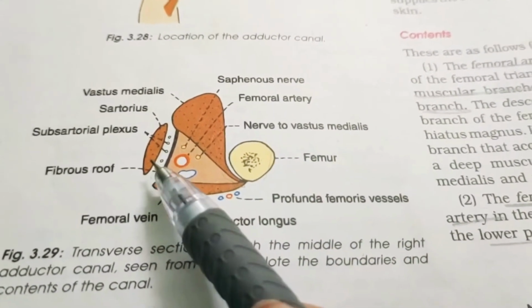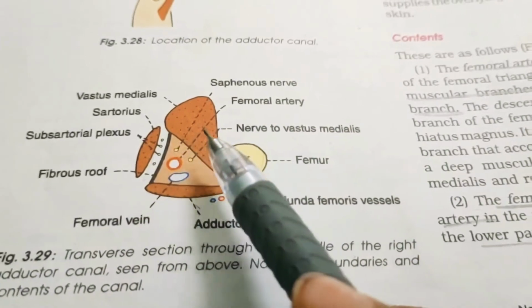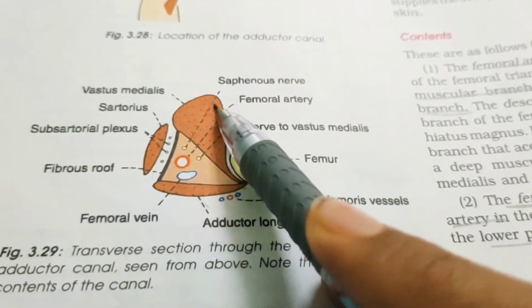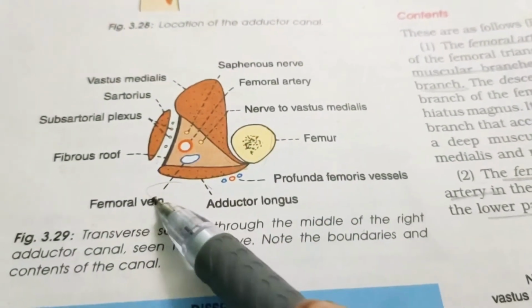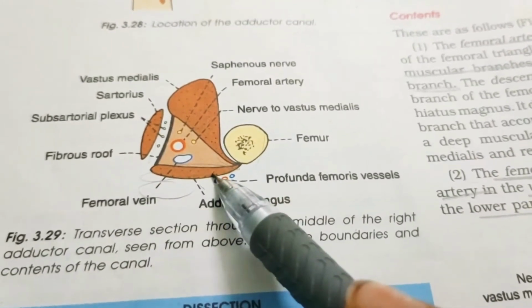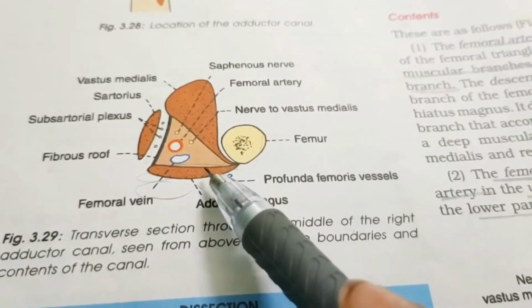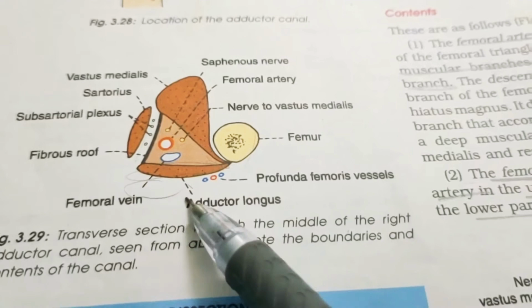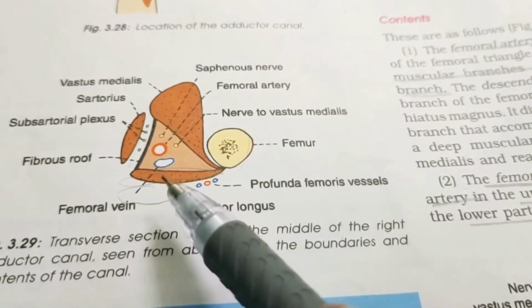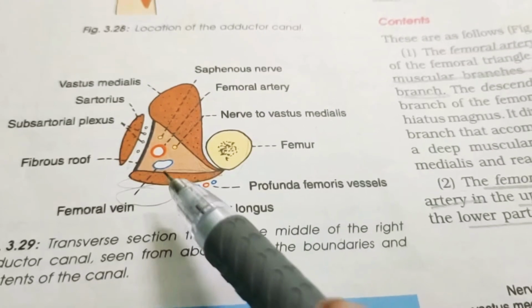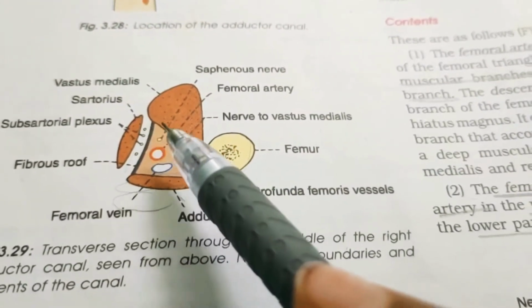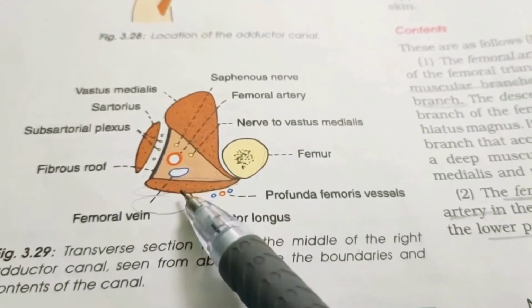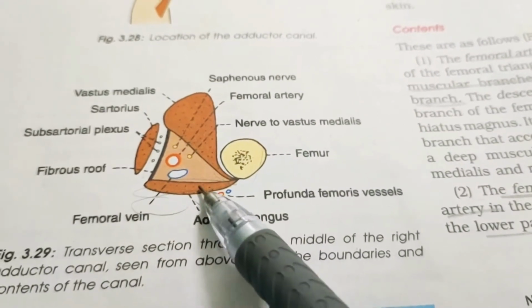Okay, so first let us see the anterior wall, which is formed by vastus medialis. You can see here this is the anterior wall, and the posterior wall or floor is formed by adductor longus. So this is the posterior wall, adductor longus, and adductor magnus below. Actually the posterior wall is formed by adductor longus above and adductor magnus below. Okay, once again let us revise. Anterior wall is formed by vastus medialis. Posterior wall is formed above by adductor longus, below by adductor magnus.